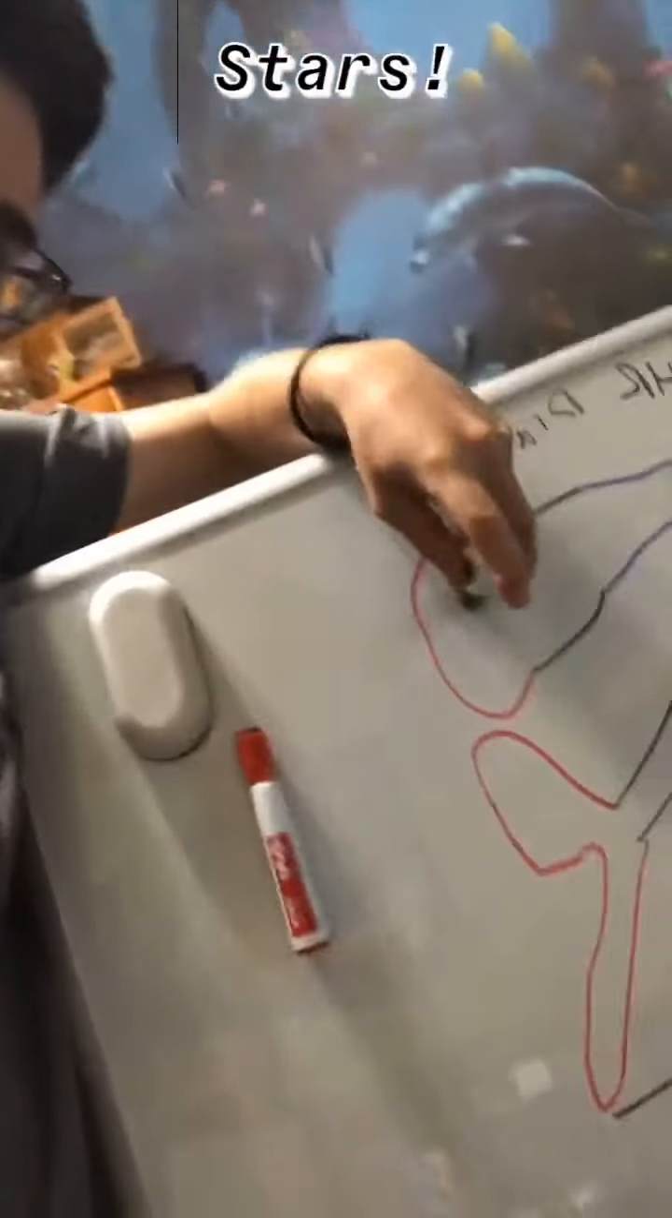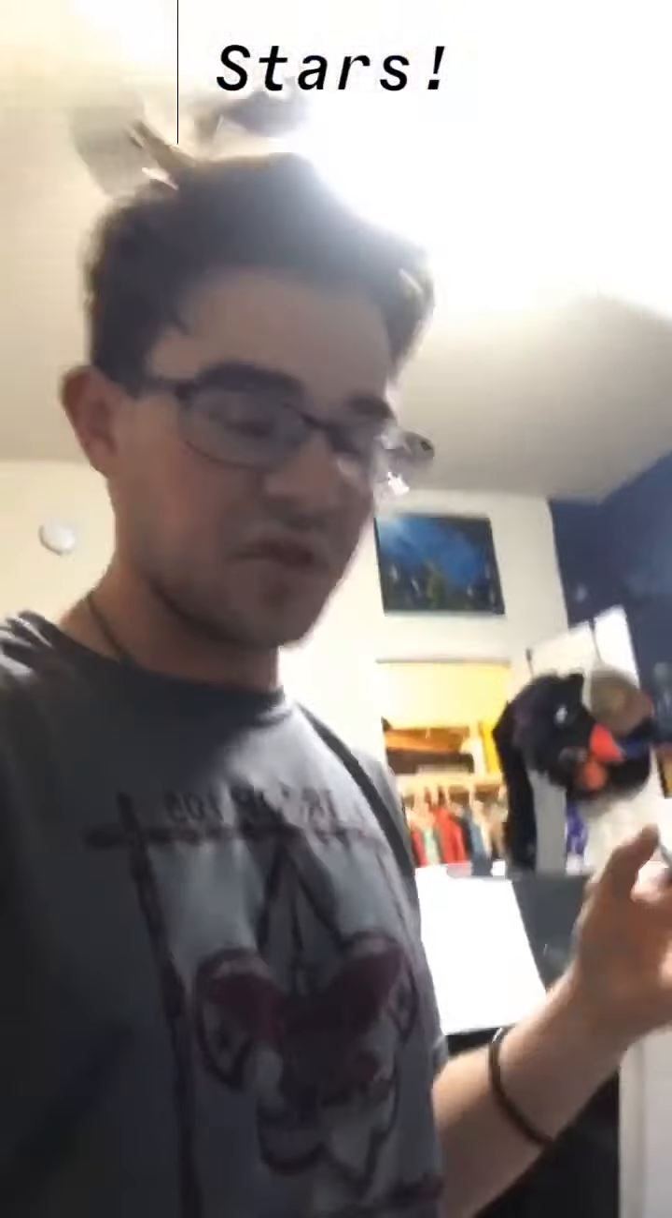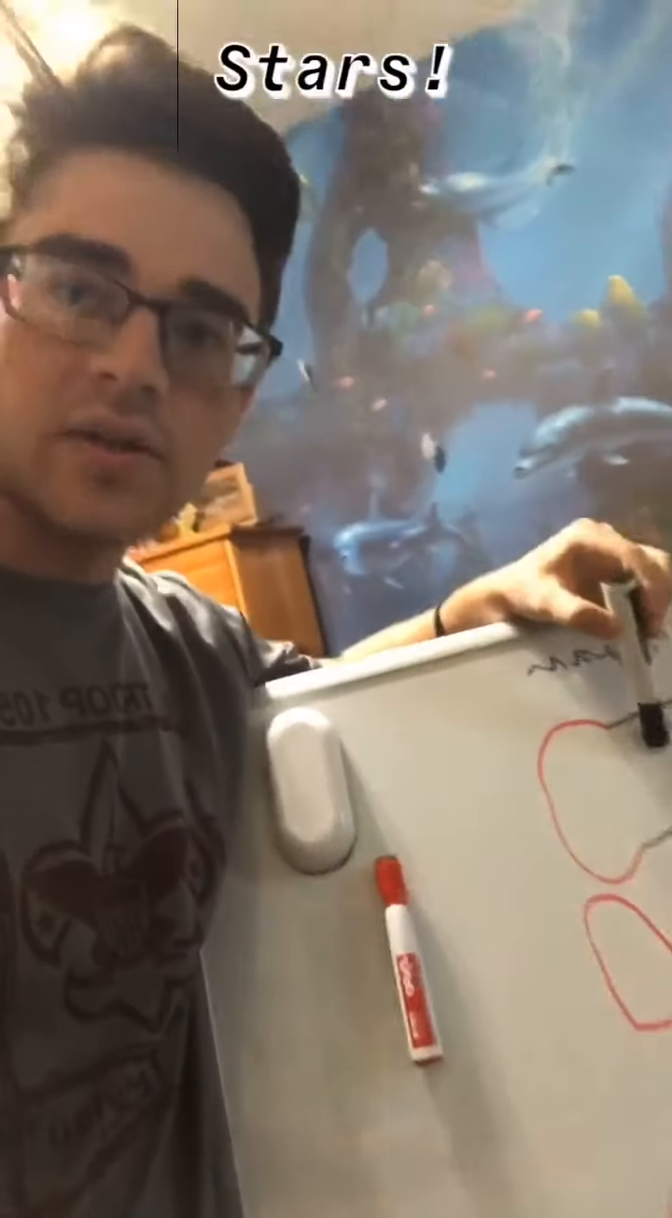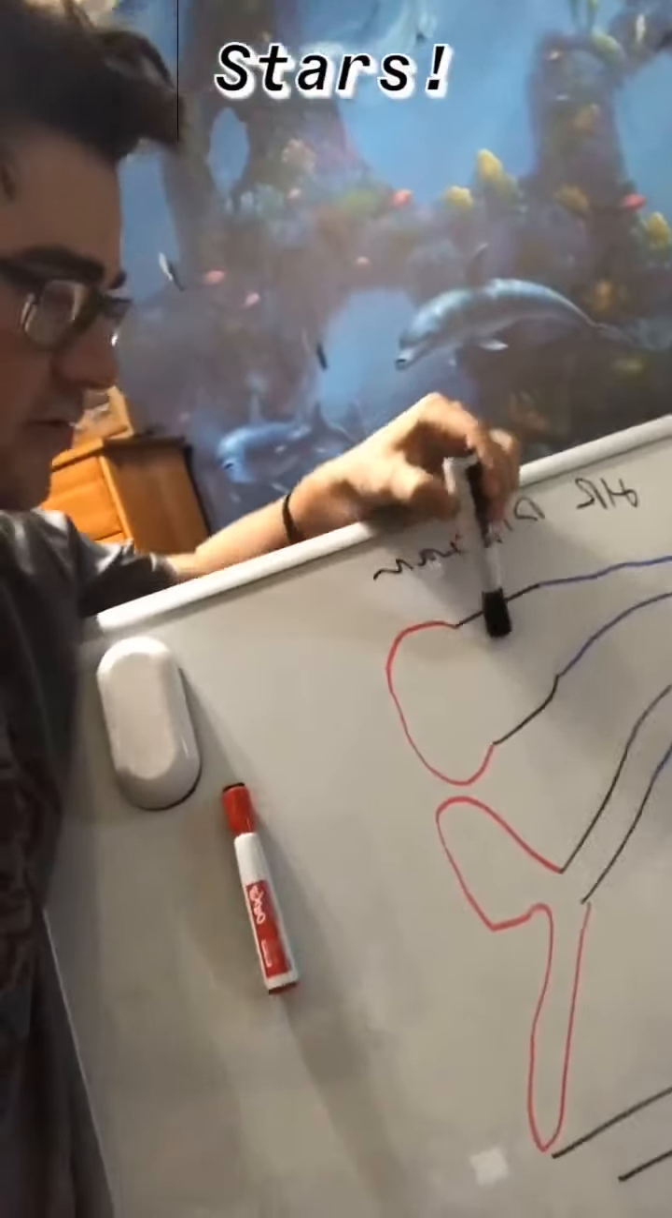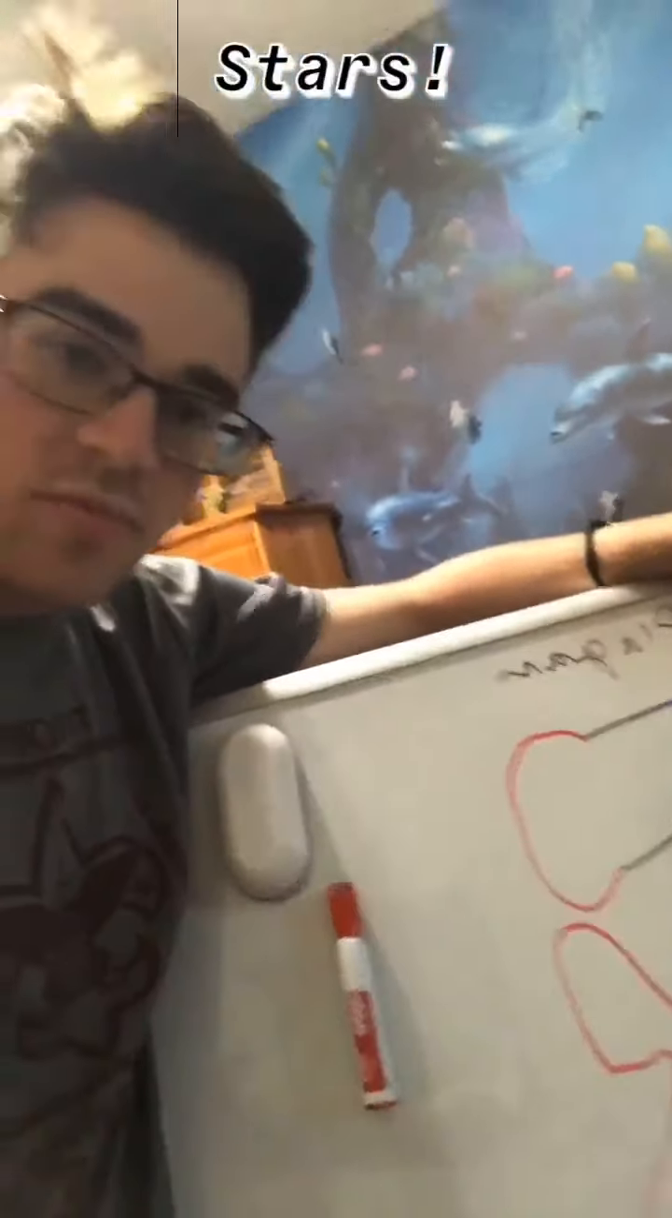Then here we have red supergiants. Very big, very bright, and not too hot. Then you have the yellow giants, white giants, all that kind of stuff. Then you have blue giants, which are super hot, super bright.